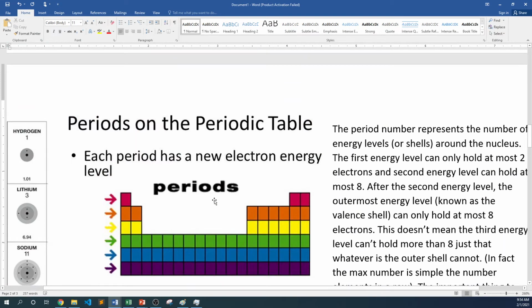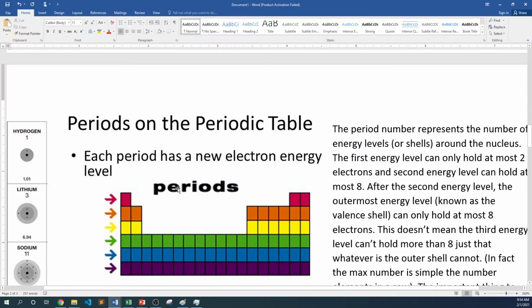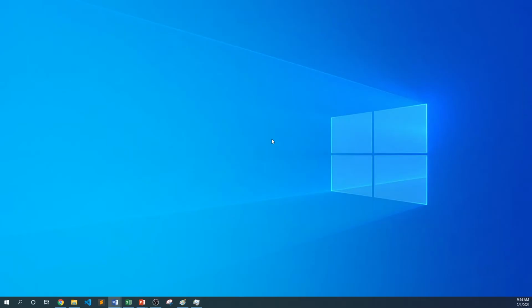So everything in the same row or period has the same number of energy levels. What's that one above the fluorine? This is kind of showing that hydrogen can be over there. It's not supposed to be. It's an error. A lot of people will group hydrogen on the right-hand side.